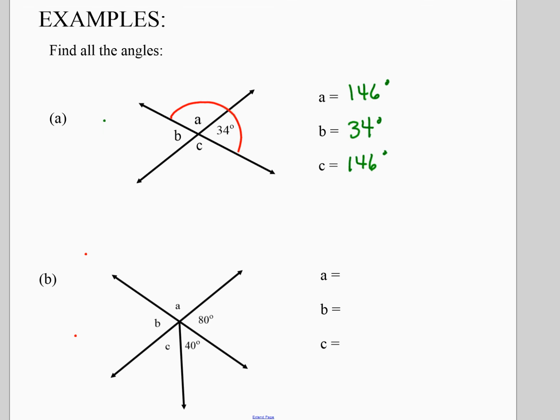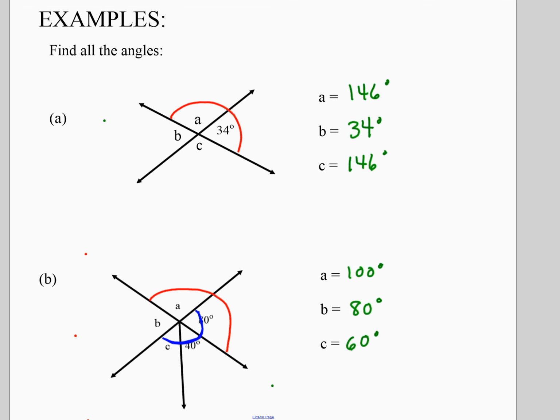Down here, we're going to use the same principle. So B and 80 are opposite. Then we look for supplementary angles. So for example, A and 80 form a straight line, so they are supplementary. 180 minus 80 is 100. And then these three are also supplementary. So 80 plus 40 is 120. So 180 minus 120 is 60 degrees.